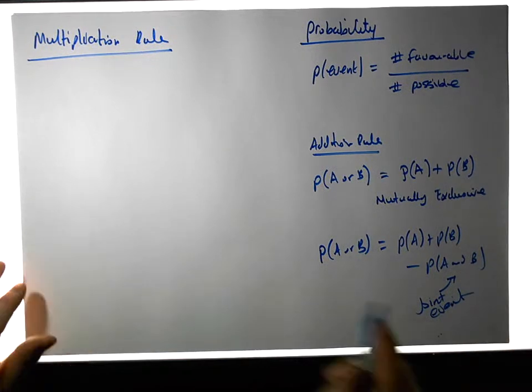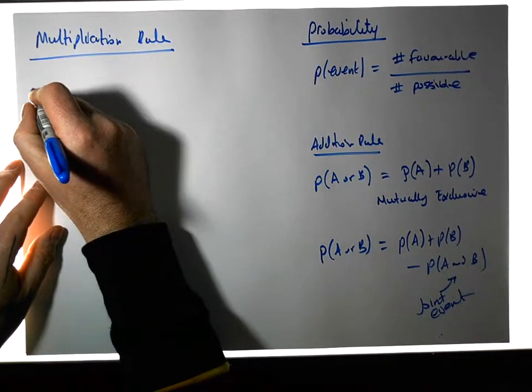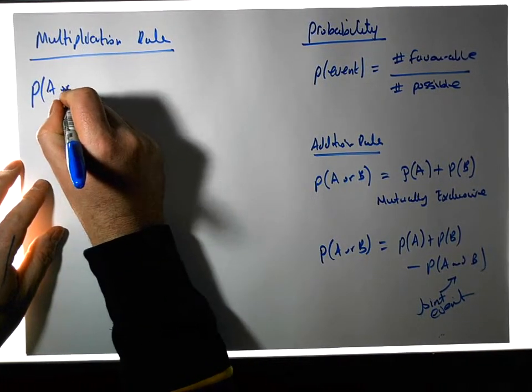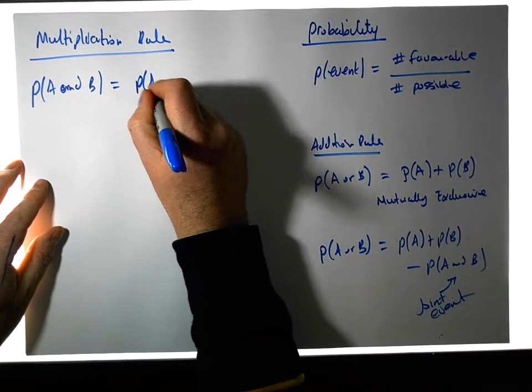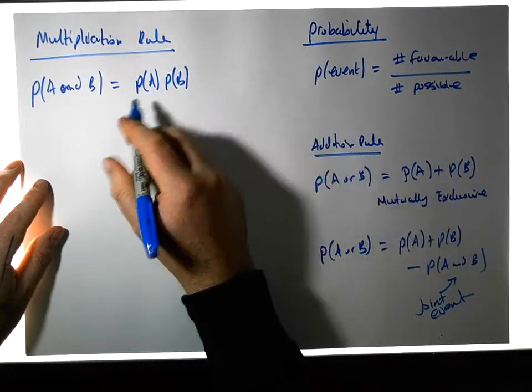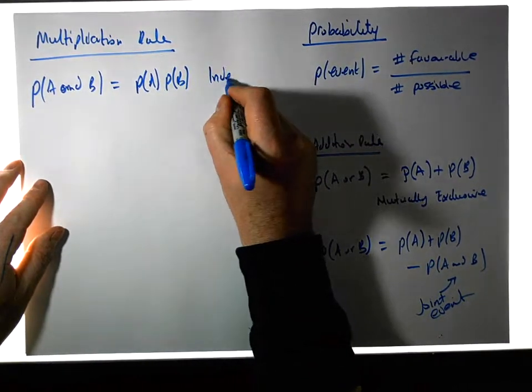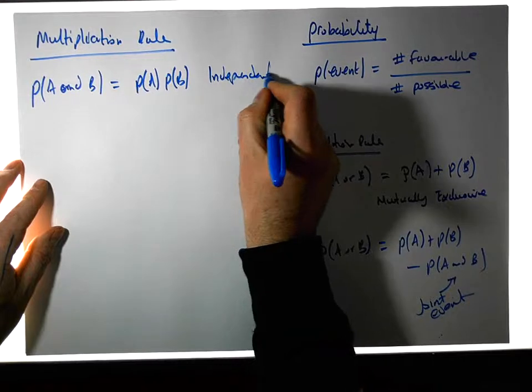Okay, the first one deals with independence. It says that the probability of A and B is simply equal to the probability of A times the probability of B when both events are independent of each other. Okay, and we'll have a look at an example in a second.